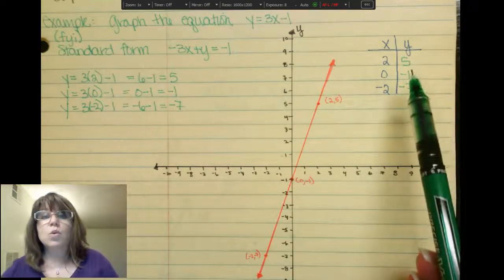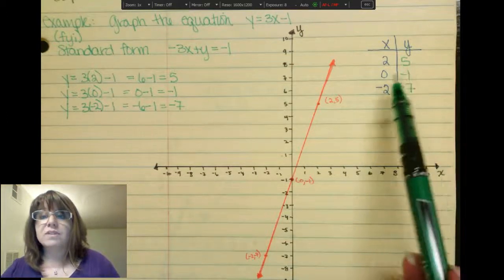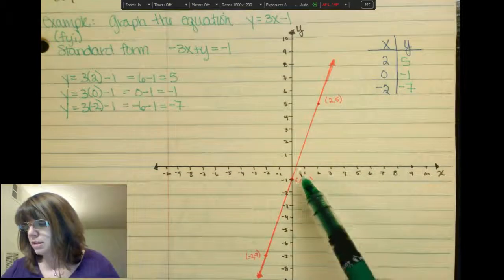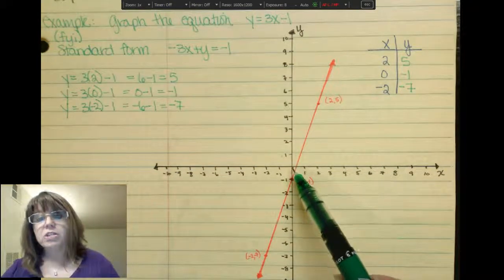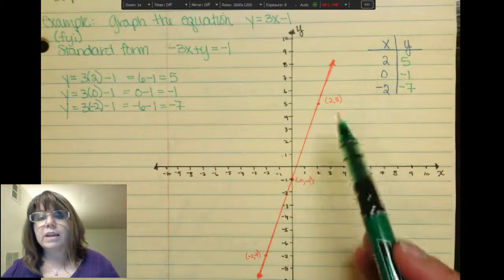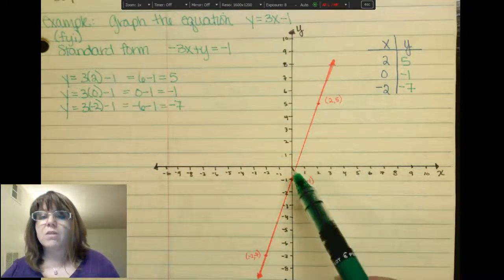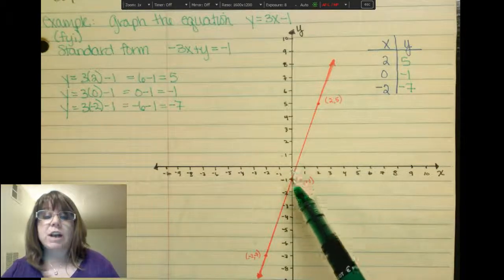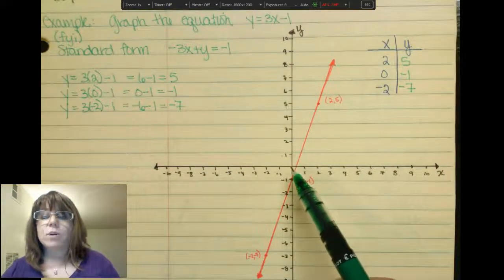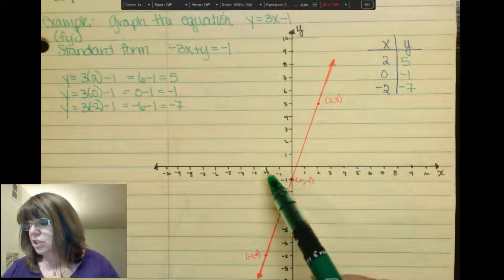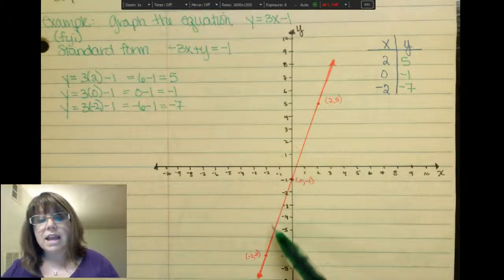So each of these ordered pairs, (2, 5), (0, -1), (-2, -7), I'm going to plot. Starting at the origin, for (2, 5) I move over 2 and up 5, over to the right 2 and up 5. For (0, -1), I stay where I am. I don't move left or right any, but I do go down 1 and plot my point. Starting back at the origin for (-2, -7), I go to the left 2 and then down 7.